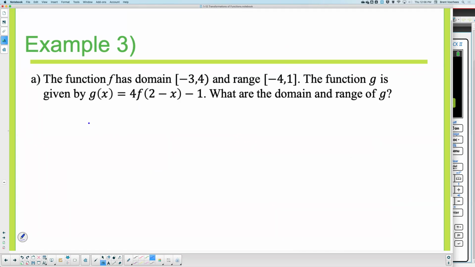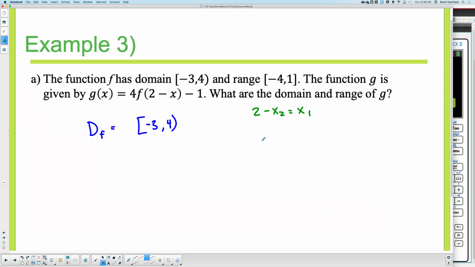The domain of f, I'm going to write it this way. The domain of f is (-3, 4), whoops, with a parenthesis. Now, if I wanted to find the domain of g, how would I change the domain of f? What do I look at if I'm doing domain? Do I look at the outside or the inside? Inside. Okay, so remember, this is like saying 2 minus x2 equals the x1.